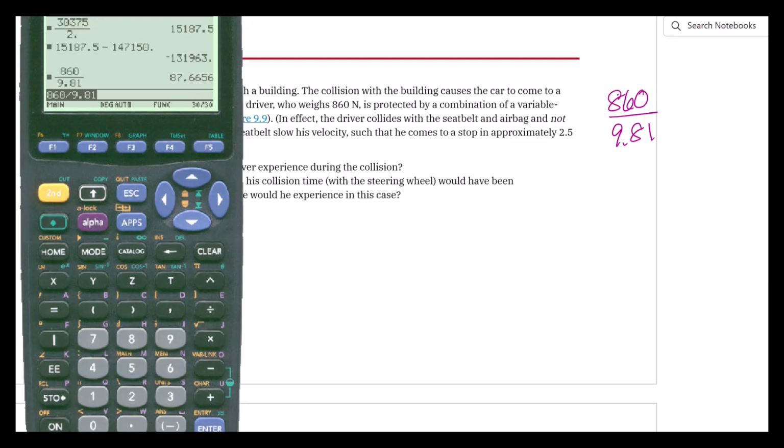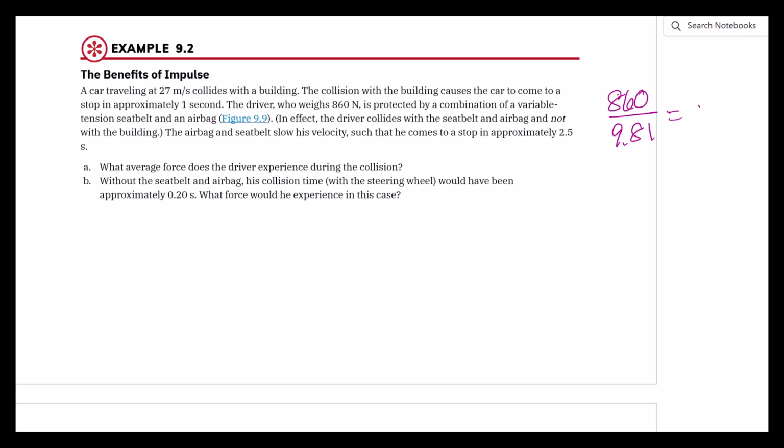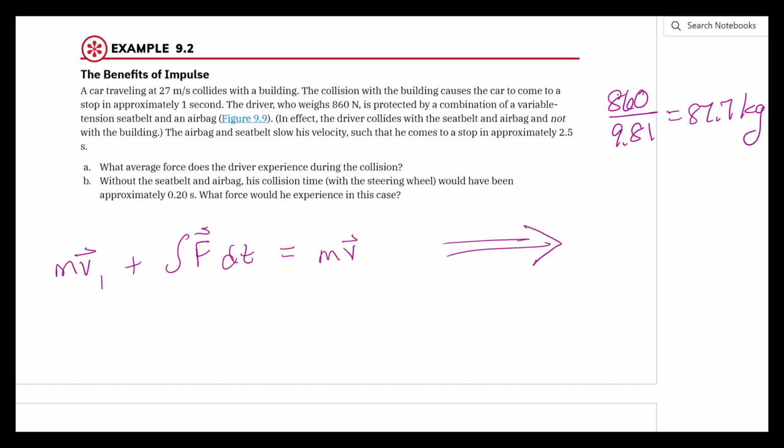9.81. So he has a mass of 87.7 kilograms. All right. So he has an initial momentum, and then he has an impulse, and then he has a final momentum. And since I'm just going to assume everything's going in a straight line, I can get rid of the vectors. So I'm just going to say mv1 going straight plus, now I don't have a function for the force and the time, so it's just going to be some average force times change in time, right?